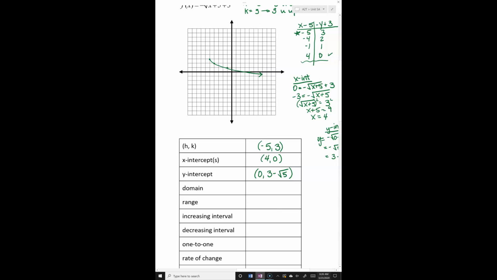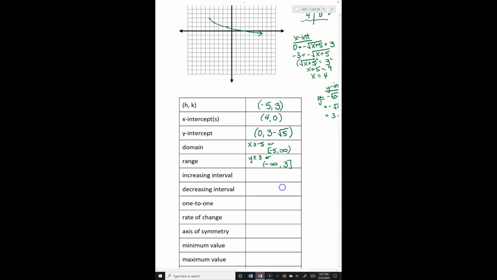Okay, domain. Domain is going to be restricted from the h value, so x is greater than or equal to negative 5 because there isn't a horizontal reflection, or inclusive negative 5 to infinity. The range. Here we are going less than or equal to the k value. We always go smallest to largest. Because of the vertical reflection, we're going to work from down to up.